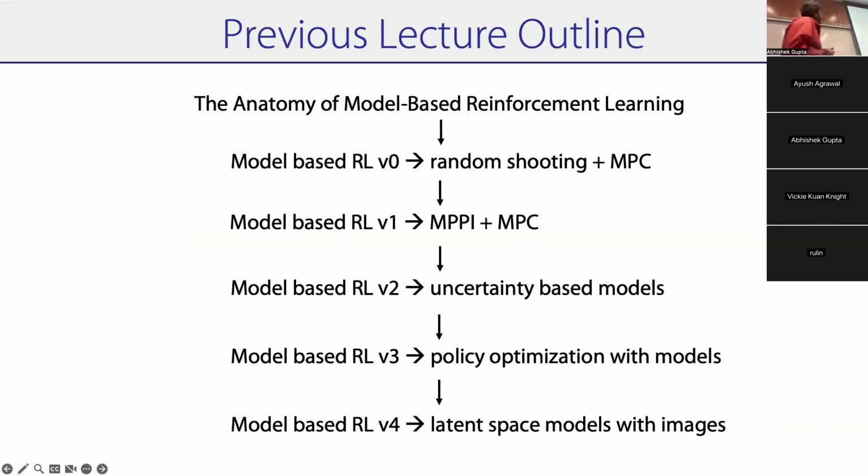Alrighty, so this is what we kind of outlined last time. It's the anatomy of model-based RL. We started with random shooting and MPC. Then we improved our method to MPPI, and we started doing uncertainty. Today we'll try to cover the last 2 things and then do a bit of inverse RL.